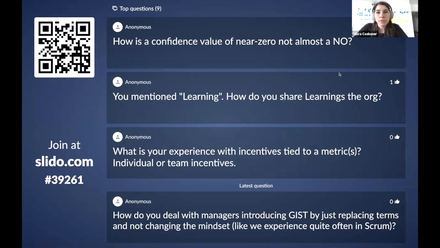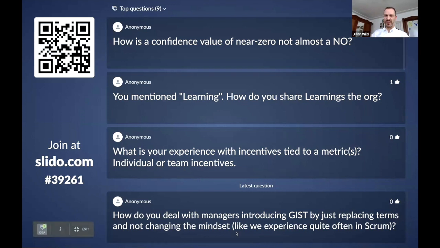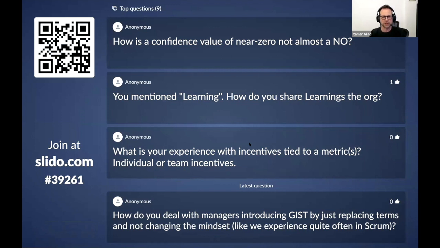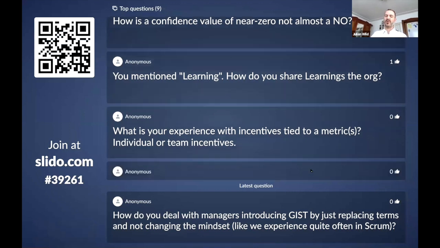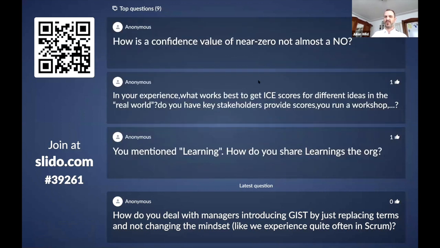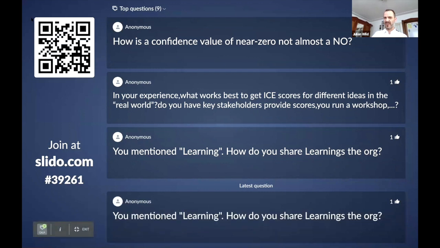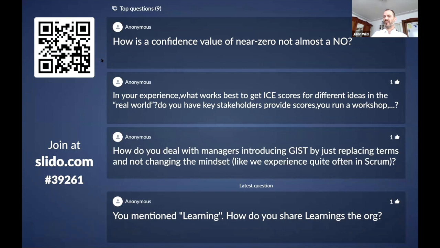Okay, first question. How is a confidence value of near zero not almost a no? Hi, this is Julian. This was my question. As you show, the confidence is a value which can be 0.1, 0.8, something below one. It reduces the other two factors dramatically, I think. And in the beginning you said, while introducing it, don't say no to ideas. But how would managers deal with a near zero value in your confidence and utilize it as saying no?